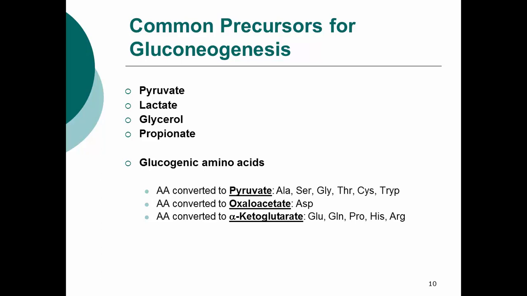For example, alanine, serine, glycine, cysteine, and aspartate, glutamate, right? The others. So you try to remember these precursors, the common precursors for gluconeogenesis, right?